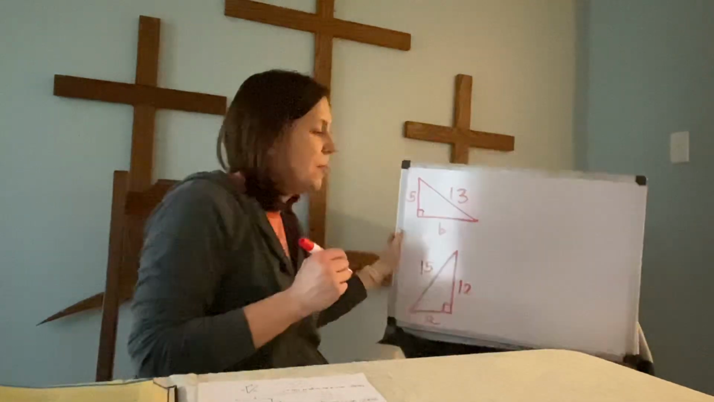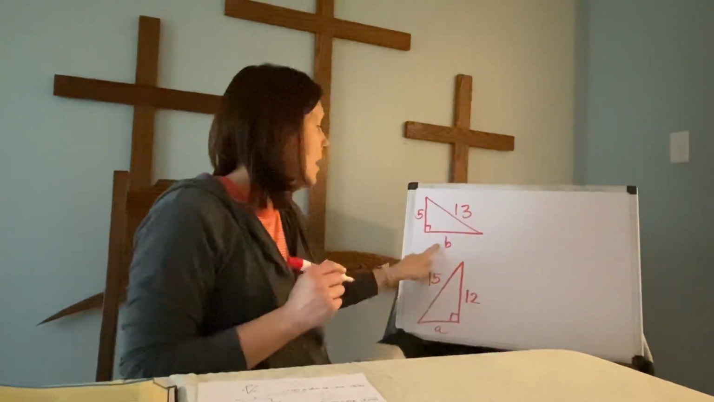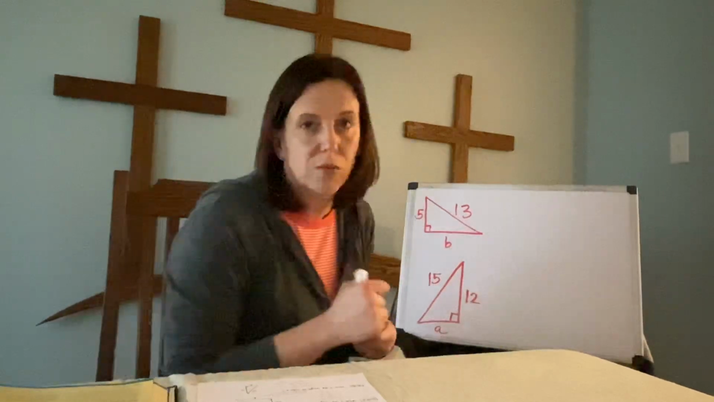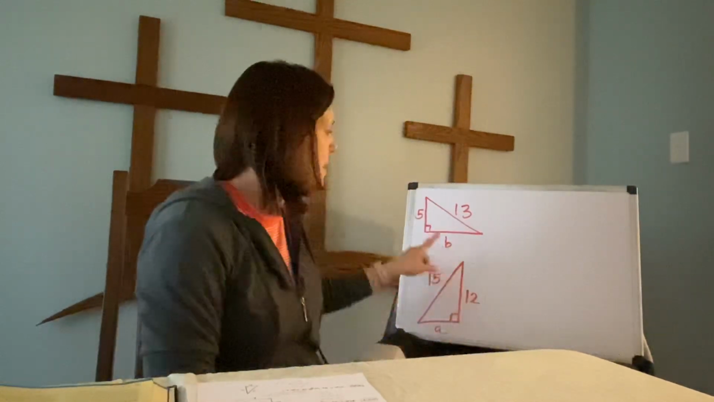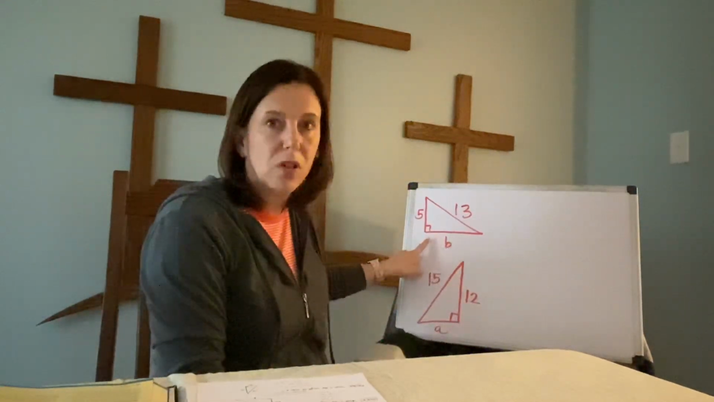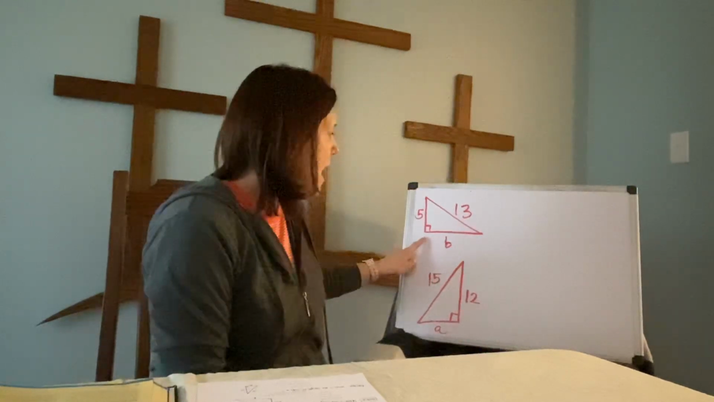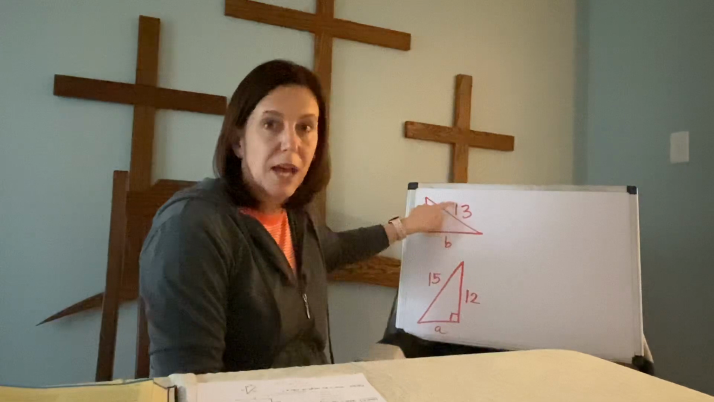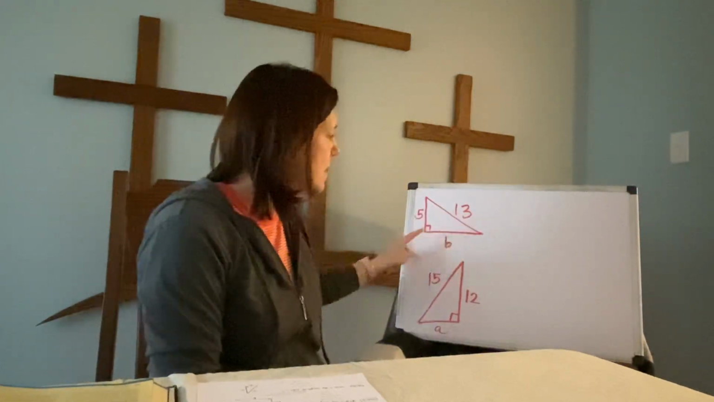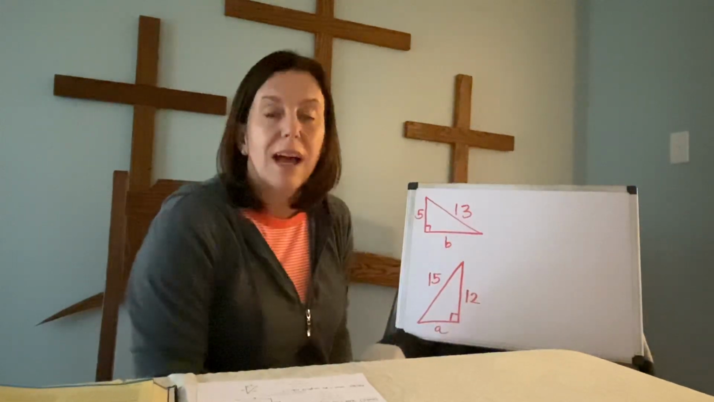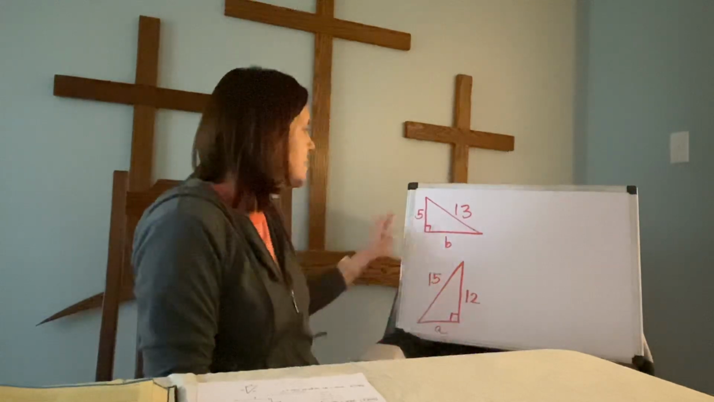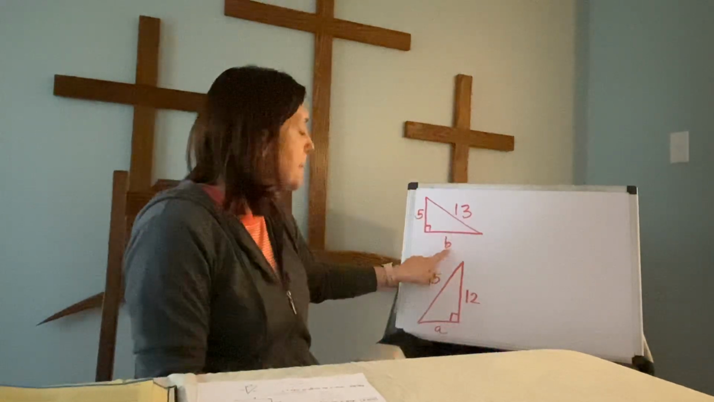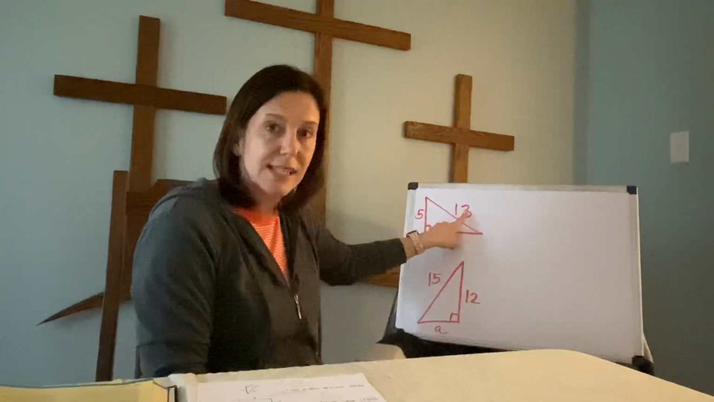Okay, so for problem number 2, I have this situation. I have a right triangle. I know that it's a right triangle because of this symbol in that angle. I have one leg, two legs, and a hypotenuse. Hypotenuse is the longest side across from my right angle. I know the Pythagorean theorem tells me a squared plus b squared equals c squared.